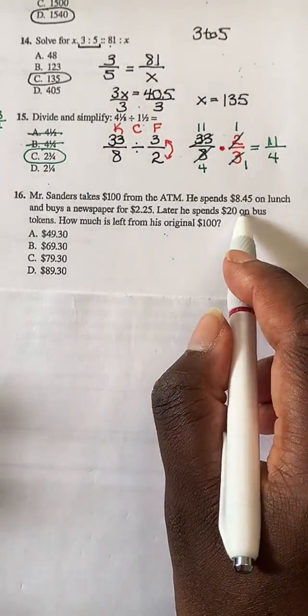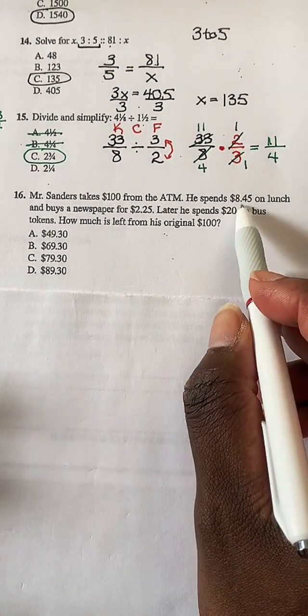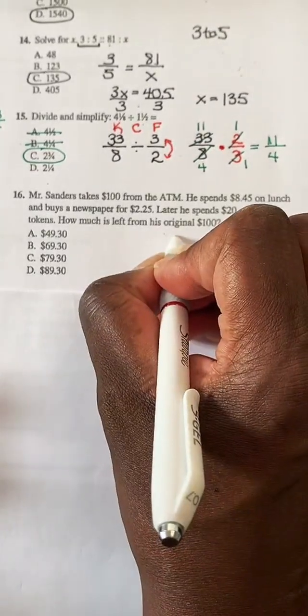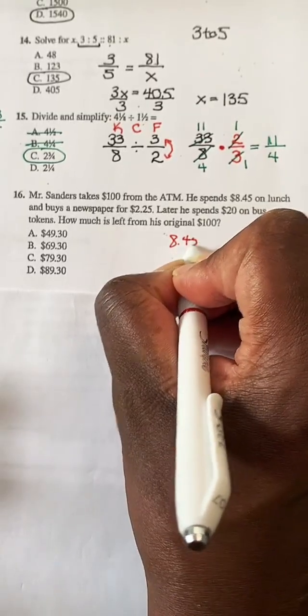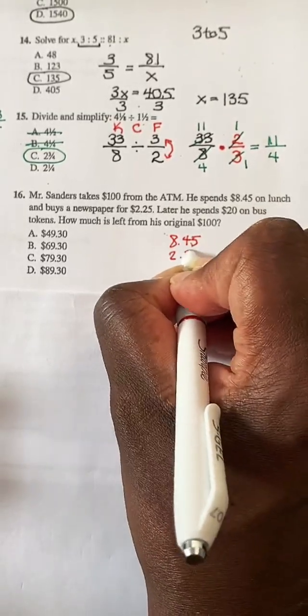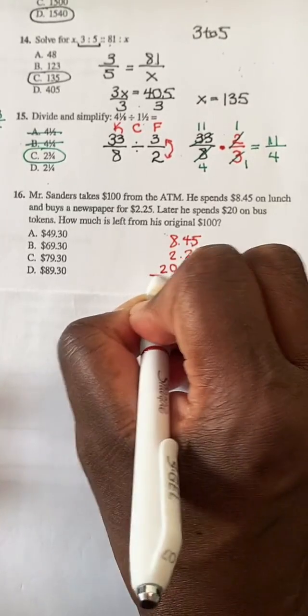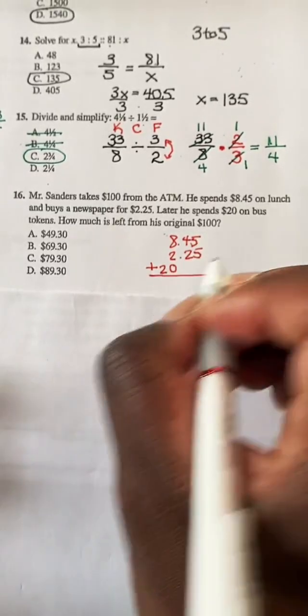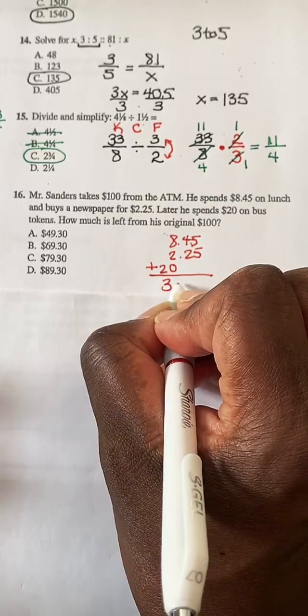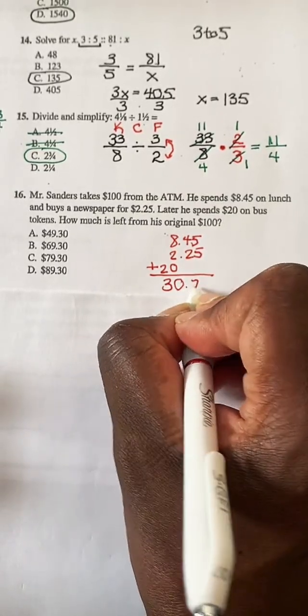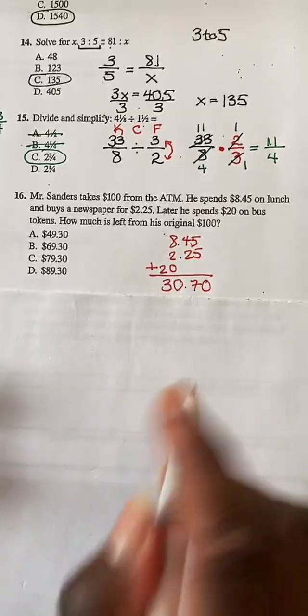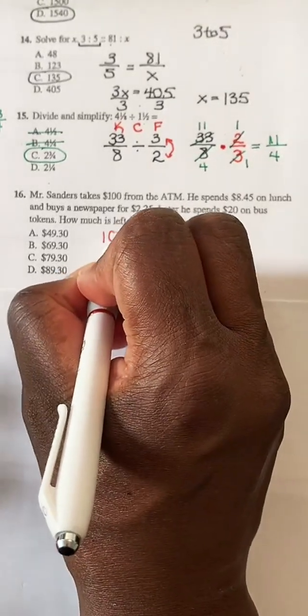All right. So one of two ways you can do this. You can probably take your $8.45, take the $2.25, and the $20, add those bad boys up. So you got your $30.70. And then you just take it away from the 100.